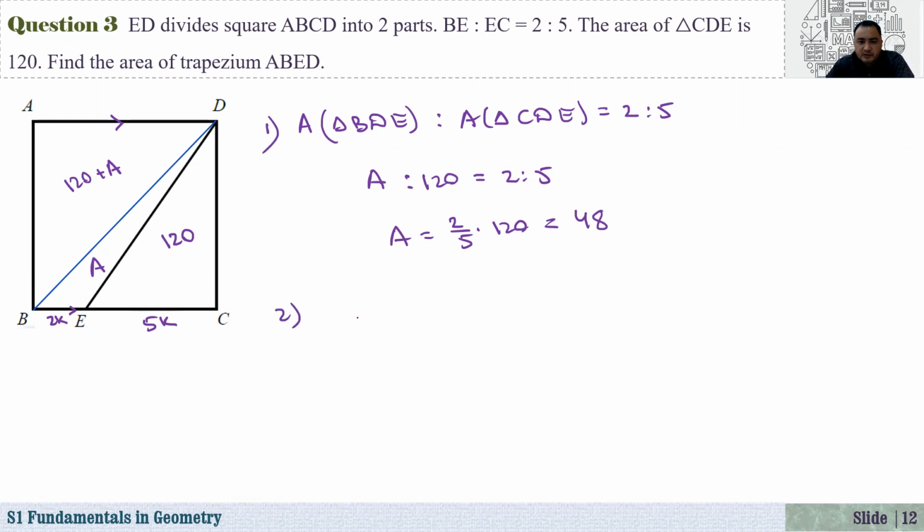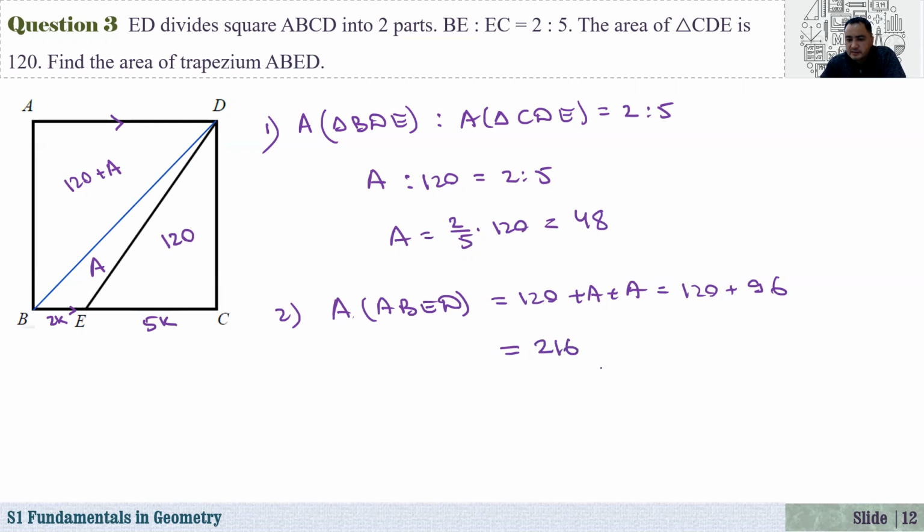So now in step 2, we can find the area of the trapezium ABED. It is equal to 120 plus A plus A. So that's equal to 120 plus 48 plus 48, that is 216. So this area is equal to 216 units squared. Okay, so the area of the trapezium is 216.